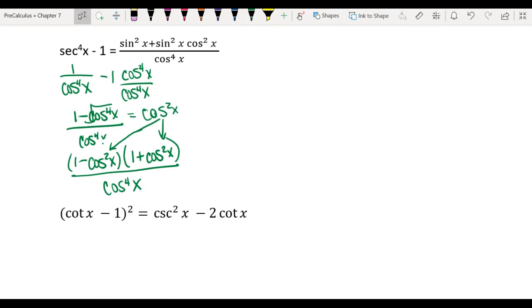Now, the reason I knew to change it was I saw that this is much more expanded. When I saw that, I was like, this is way too small. The only way to expand this is to make it a difference of squares. So now that I've done that, Becca just told me what my next step is. 1 minus cosine squared of x is sine squared of x. So that left-hand side becomes sine squared of x times 1 plus cosine squared of x over cosine to the fourth of x.